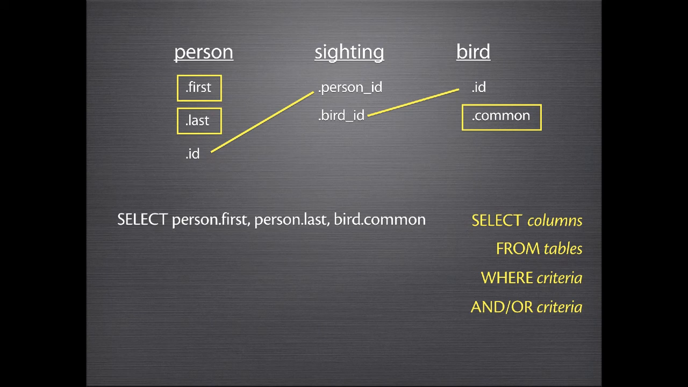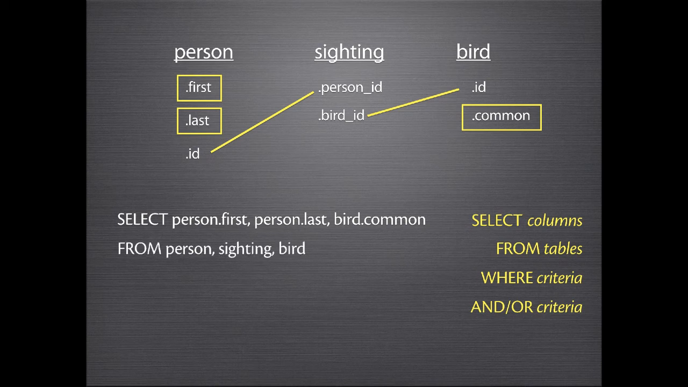The columns that I want are 2 from the person table and 1 from the bird table. And you'll notice how I'm using this syntax here. It is the name of the table followed by that dot and then the column. That's why I write all of those dots down there. So in this case, I'm selecting person.first, person.last, and bird.common. So I'm telling MySQL 2 things. Number 1, which table do you need to look at? And number 2, on that table, which column do you want?